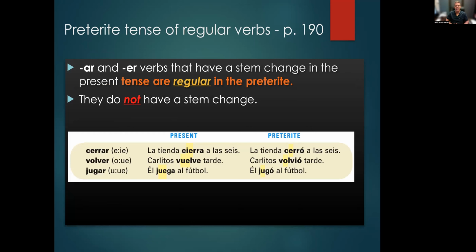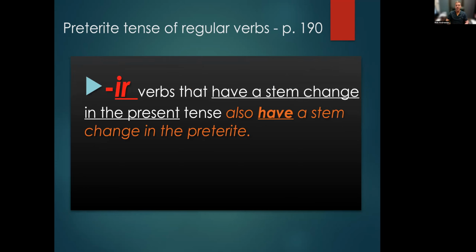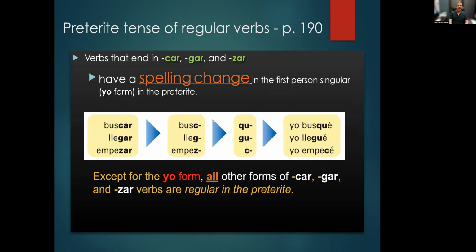AR and ER verbs that have a stem change in the present tense are regular in the preterite tense. They don't have any stem changing. So we specifically say AR and ER verbs there because, as you can guess, IR verbs do. IR verbs that have a stem change in the present tense also have a stem change in the preterite tense.